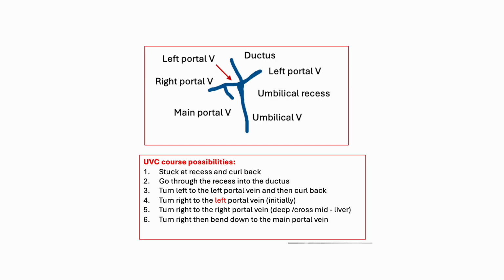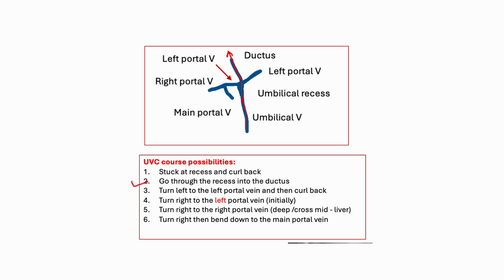So what are the possibilities here? Let's start with the first one. The catheter goes here and gets stuck at the recess. So this is the first possibility. Let's rub it off. The second possibility is the best, which we want: the catheter goes to the recess, goes to the ductus, and then goes to the right place. So that is the best one to have.